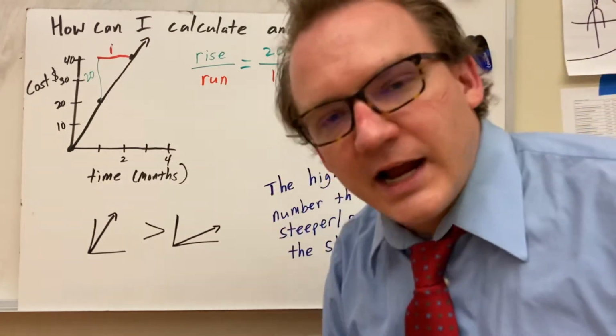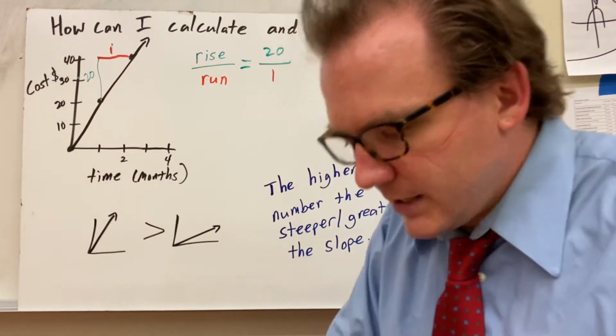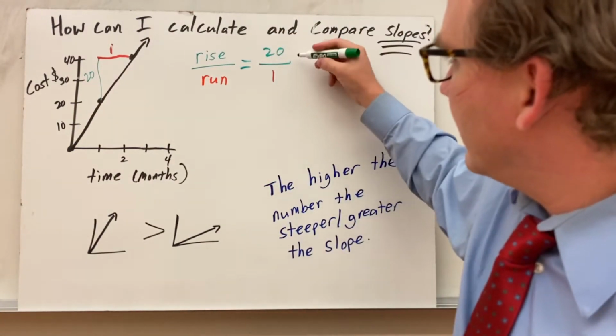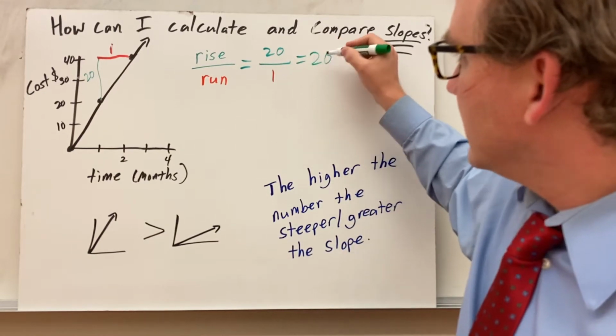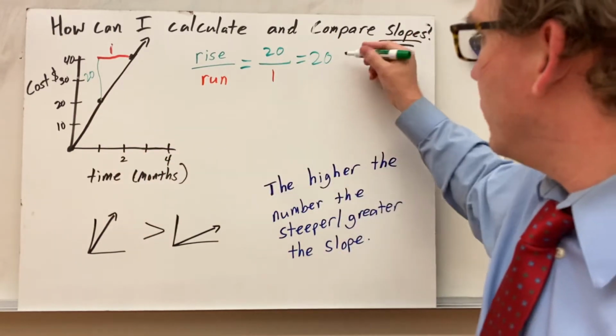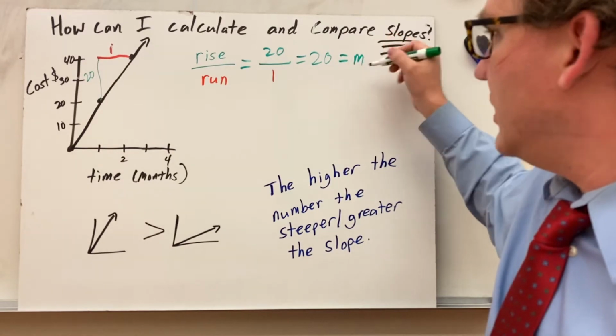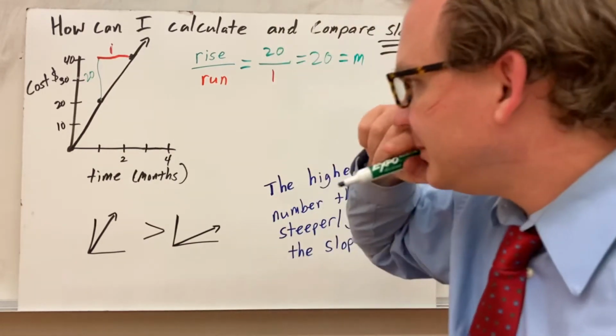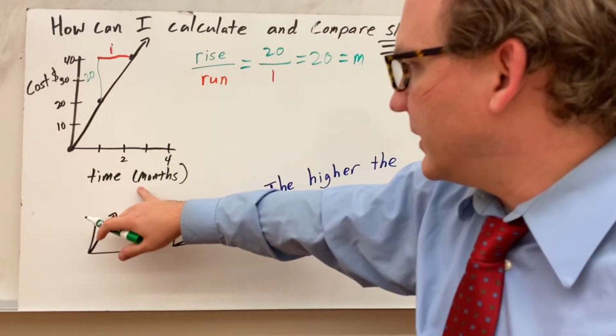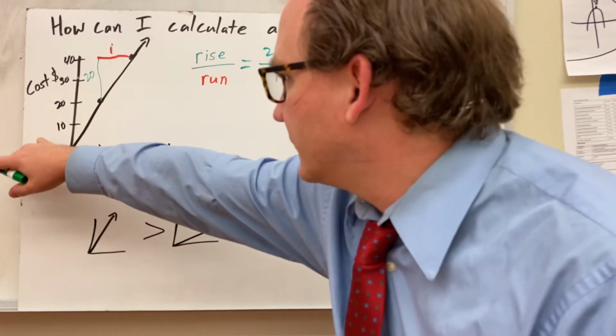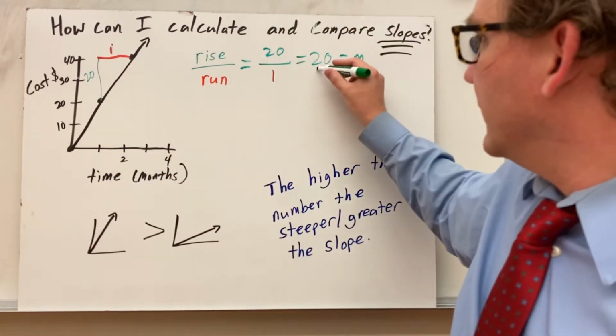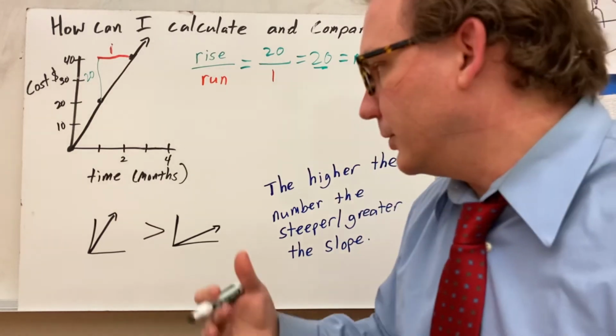You can then take this fraction and simplify it to 20 divided by 1 equals 20. So in this case, my slope would be 20, which can also be called m, or slope. And this would represent time in months, so cost in dollars per month. So this would be $20 per month.